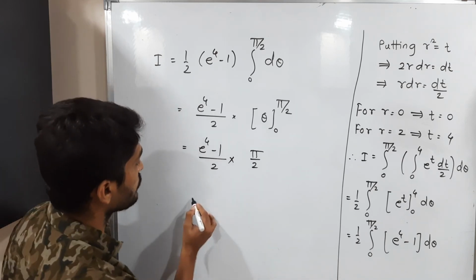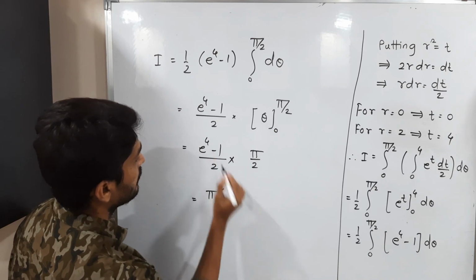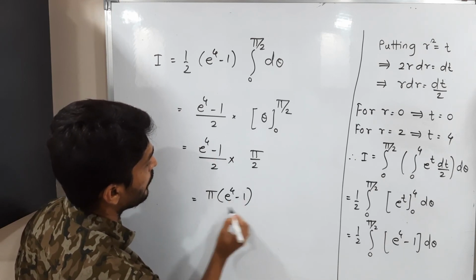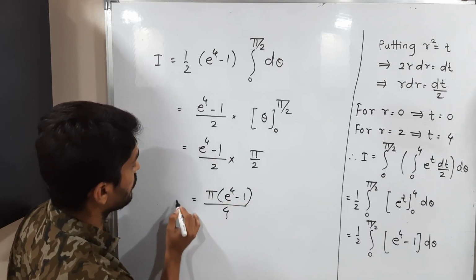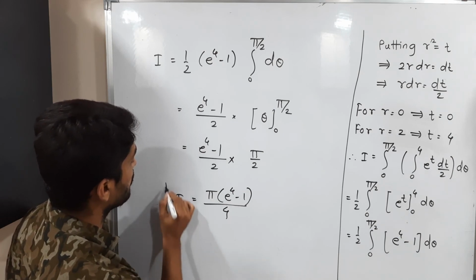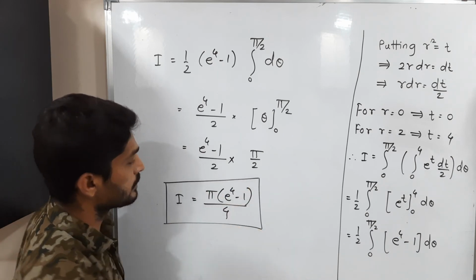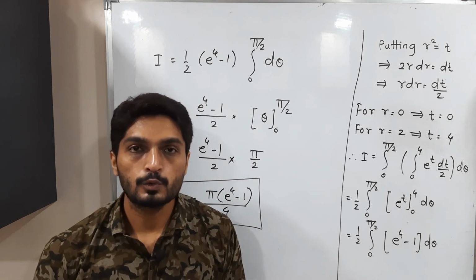Let us take a product. So this is pi into e raised to 4 minus 1, and 2 into 2 we will have 4, and this is the required value of I. Okay, so this is the required answer. So the problem is over here.